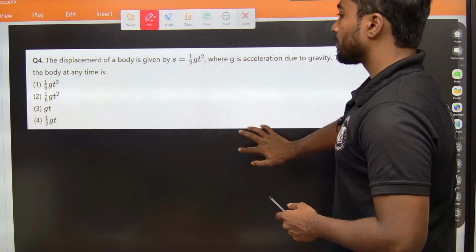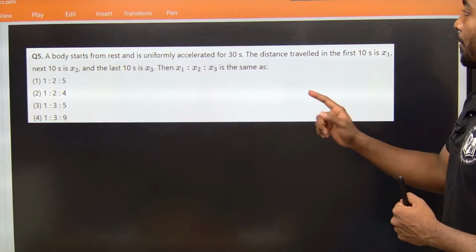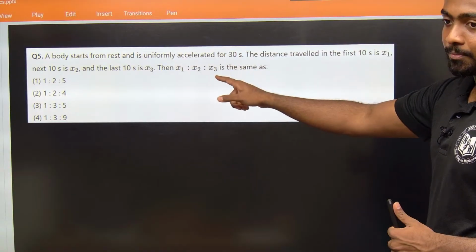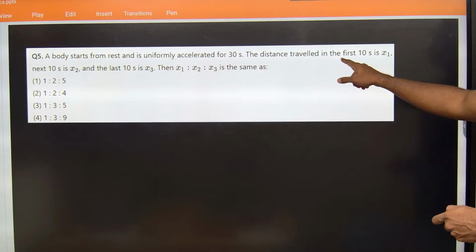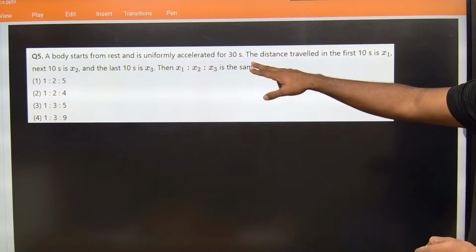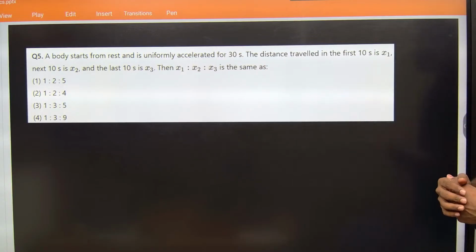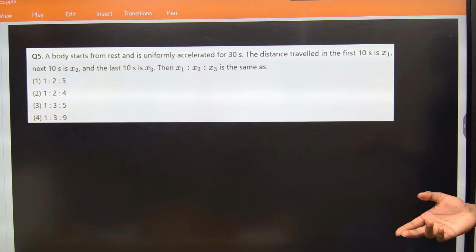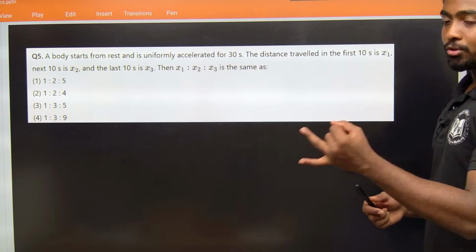So the next question is, a body starts at rest. Listen carefully, we have seen the note points, no? A body starts from rest and is uniformly accelerated for 30 seconds. Distance travelled in the first 10 seconds, next 10 seconds, next 10 seconds, so x1, x2, x3 is the same as. How to find now? Option will be 3, no? So 1:3:5, that's it.